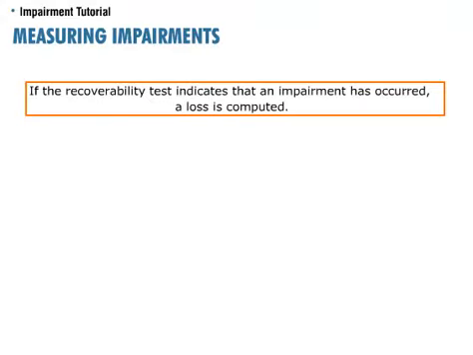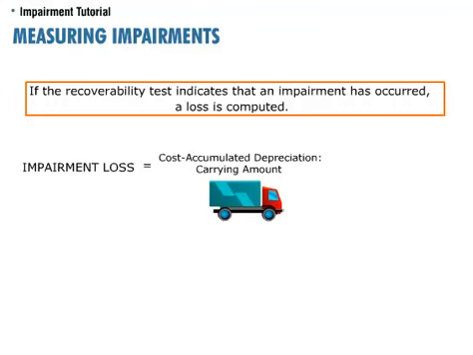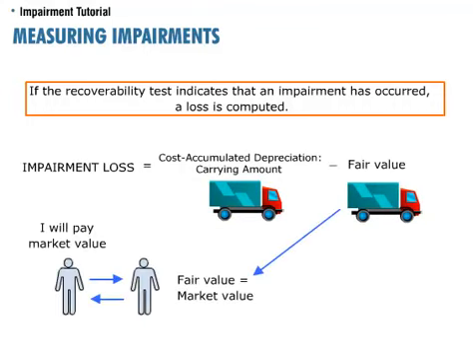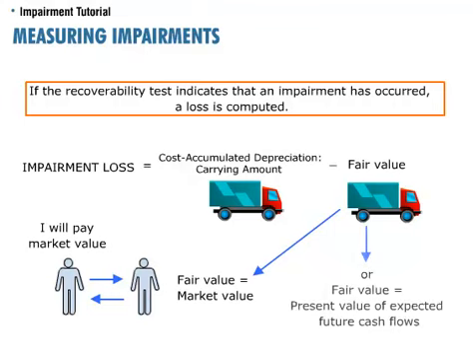If the recoverability test indicates that an impairment has occurred, a loss is computed. The impairment loss is the amount by which the carrying amount of the asset exceeds its fair value. The fair value of an asset is measured by its market value if an active market for it exists. If no active market exists, the present value of expected future net cash flows should be used.